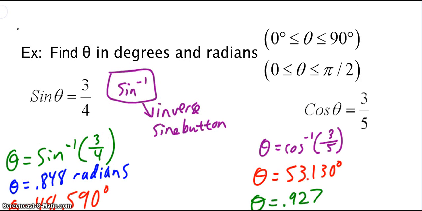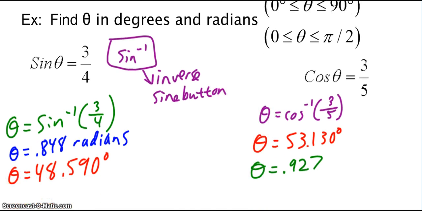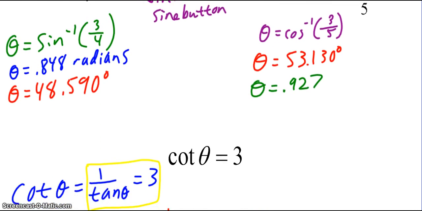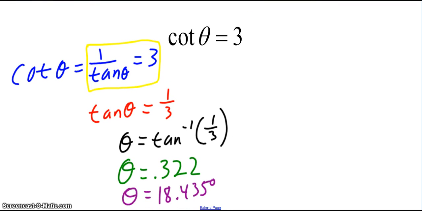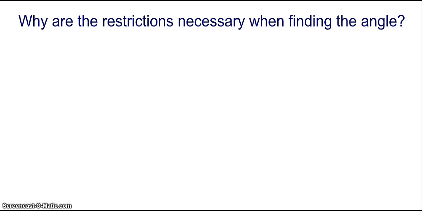Now notice that all of our answers came out within our restrictions. Part of that was intentional on my part. There are potential problems where that will not happen, and we'll again talk about that more later. But for right now, I want you to think about why are the restrictions necessary when finding the angle. Why do you think they are?